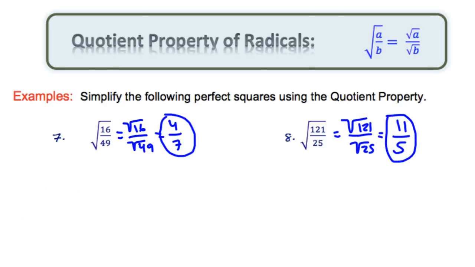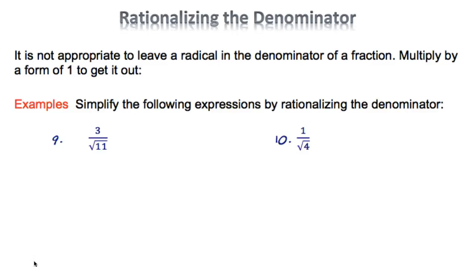Done. So now we're going to move on to something called rationalizing the denominator. That is an awesome name, denominator. I'm going to change my name to Mr. Denominator. So that is the bottom part of the fraction.